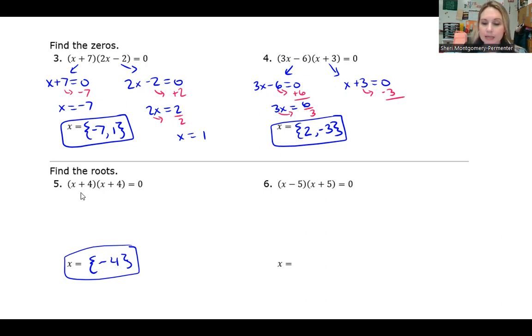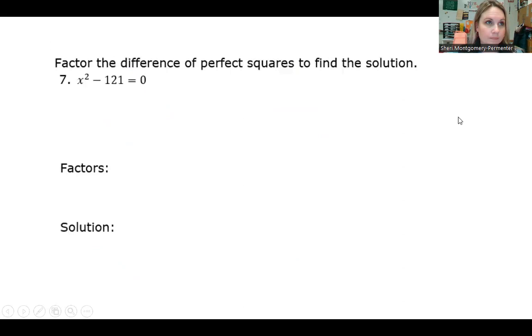So for number 6, what answers do we get for number 6? 5 and then -5. We definitely have to write both of those. So this one is factoring a difference of perfect squares.